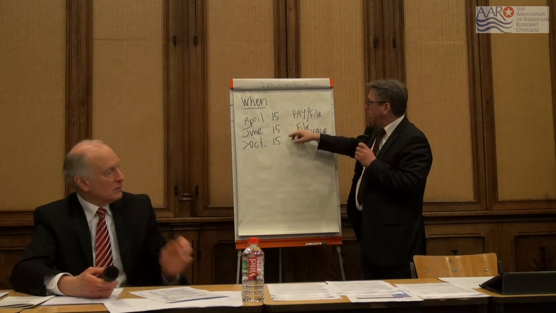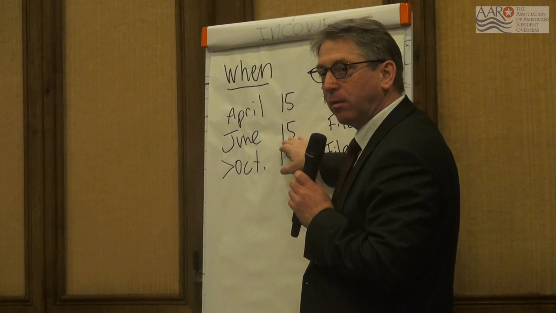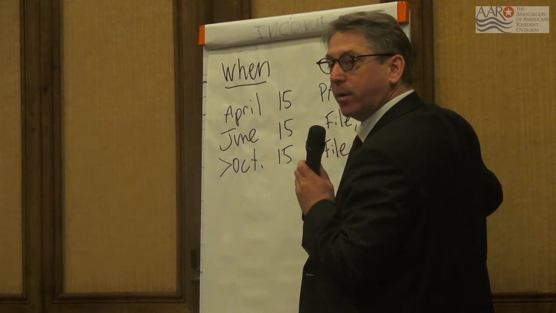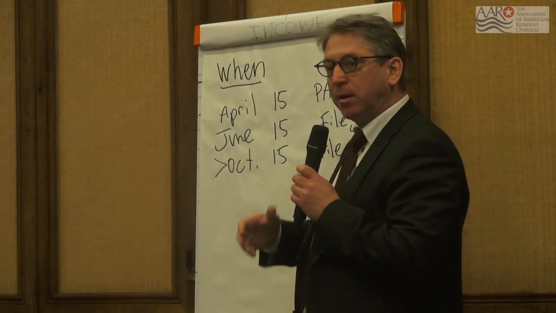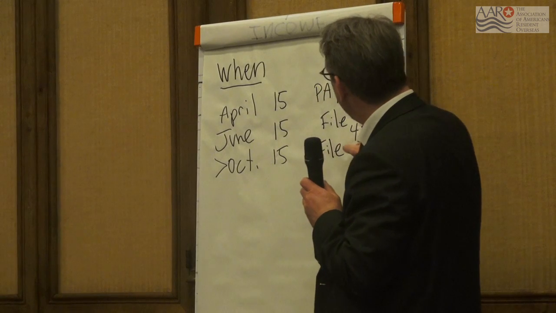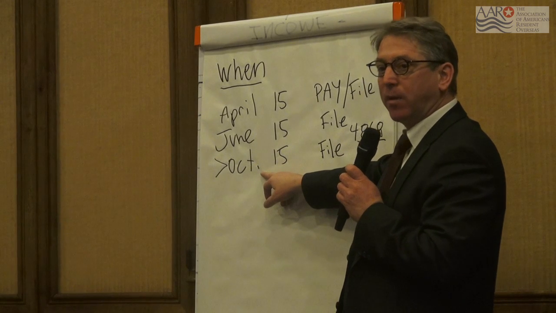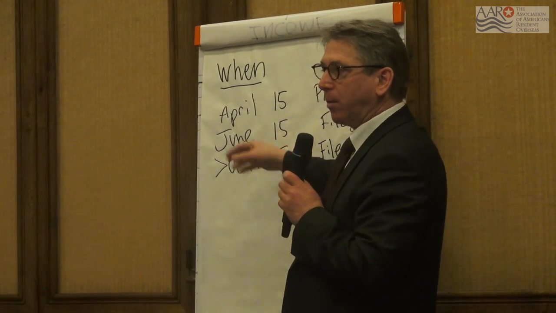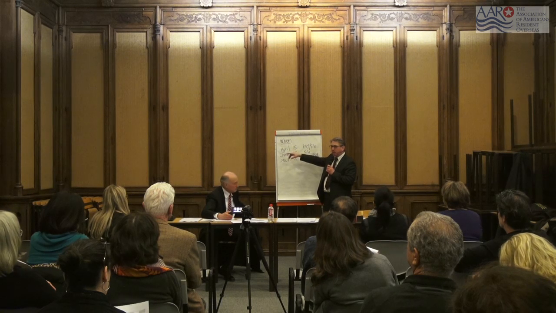On June 15th, you have an automatic extension to file your return. If you aren't going to make that date, then file Form 4868. It's just a small little sheet, and it gives you an extension to October to file your return. But I know I'm getting to the estimated tax.